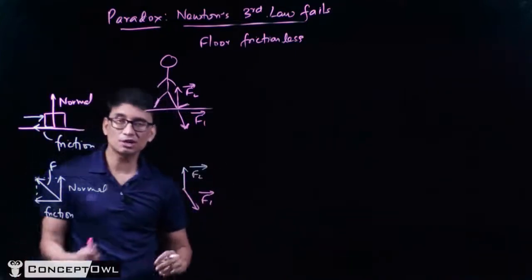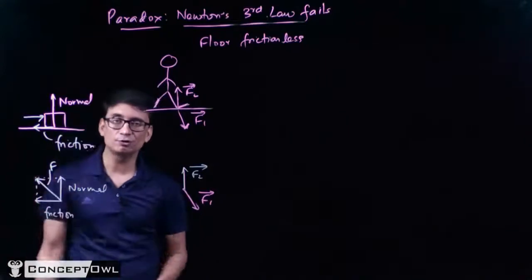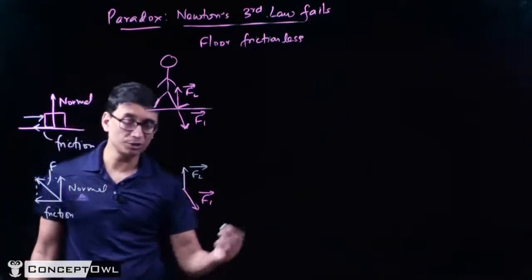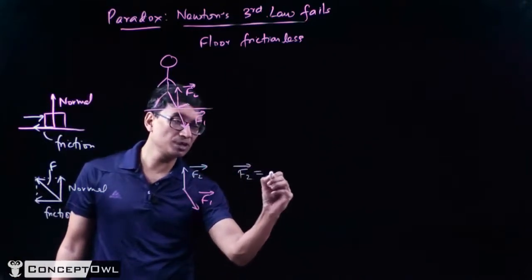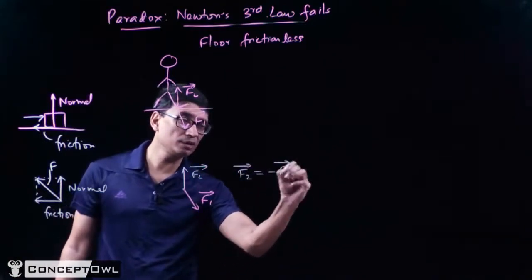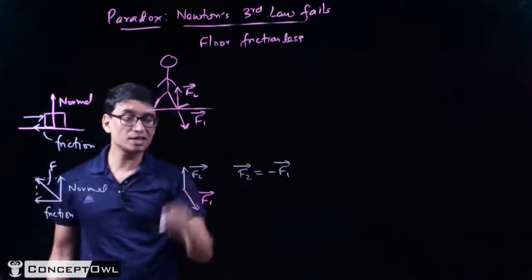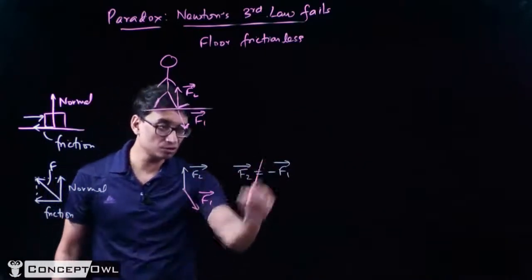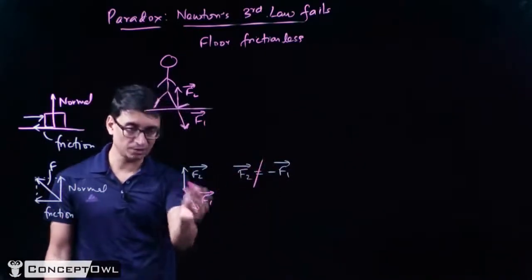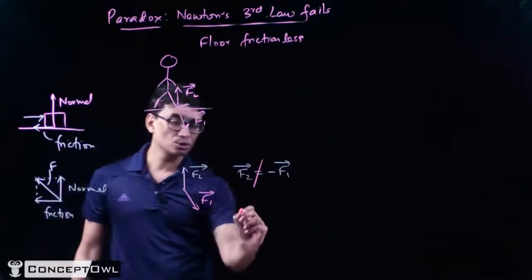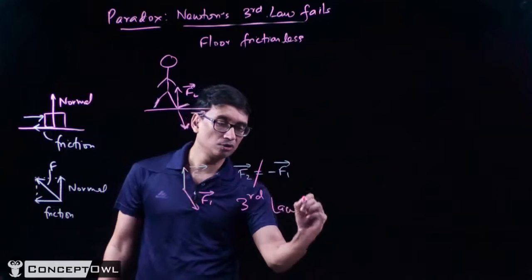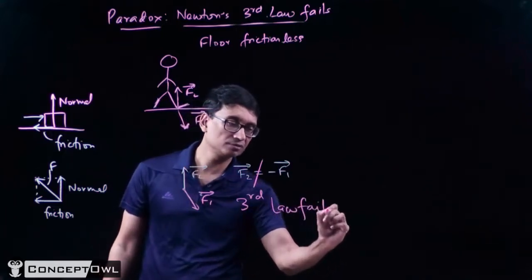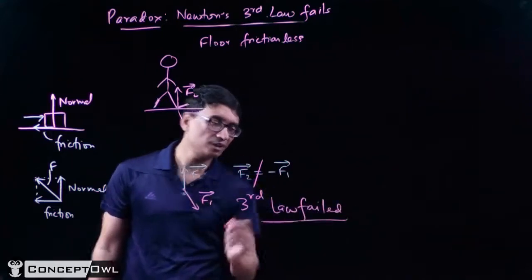And Newton's third law says that action-reaction forces are equal and opposite. So Newton's third law says that F2 should be equal to minus F1. Here this is not true. So this is false. You can see they're not opposite. So I'm making a claim that the third law has failed.